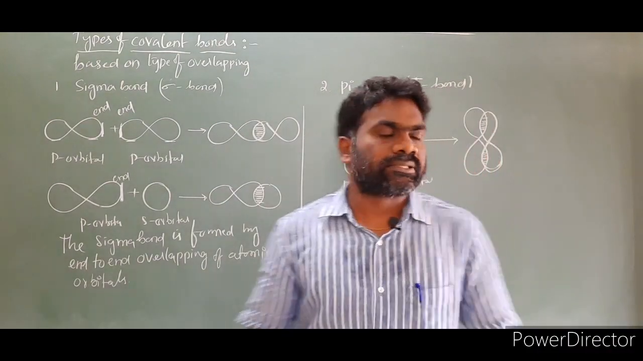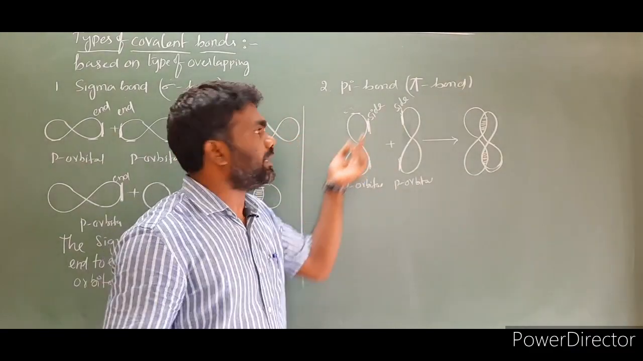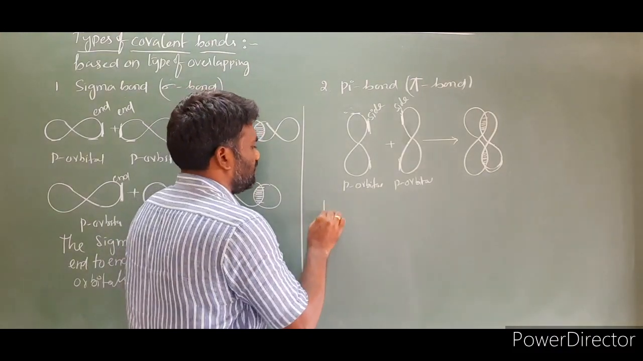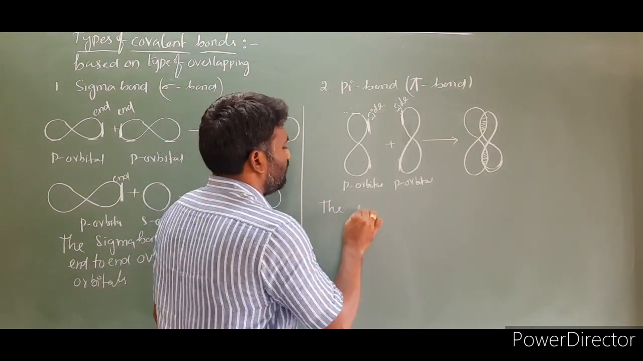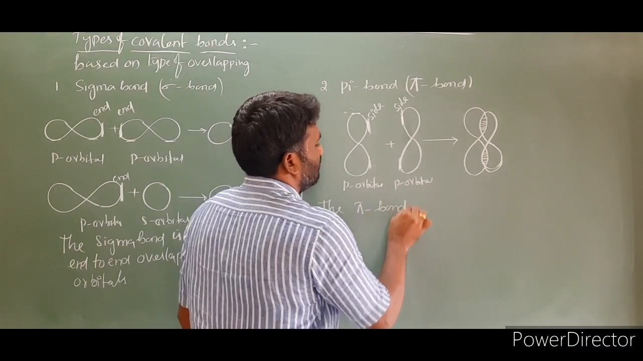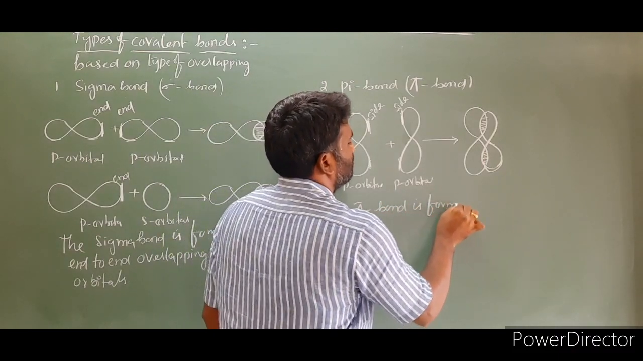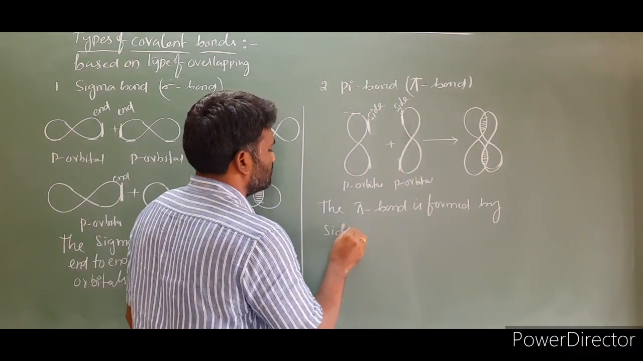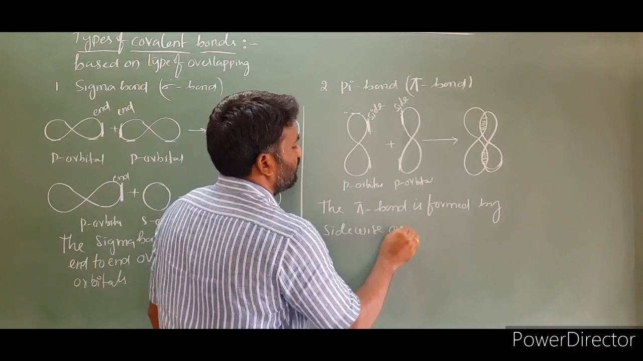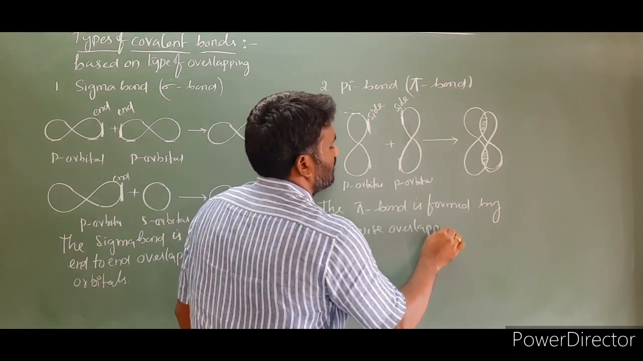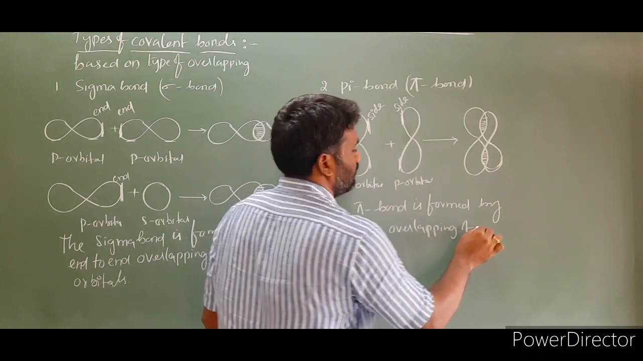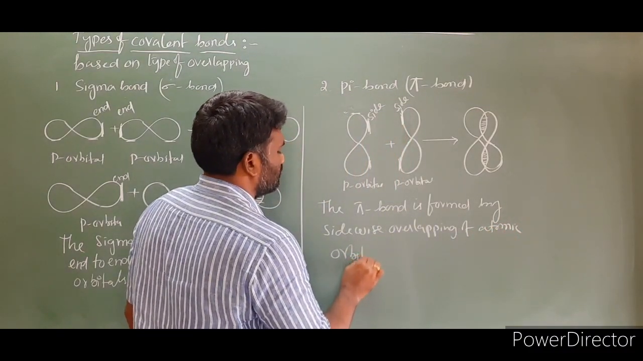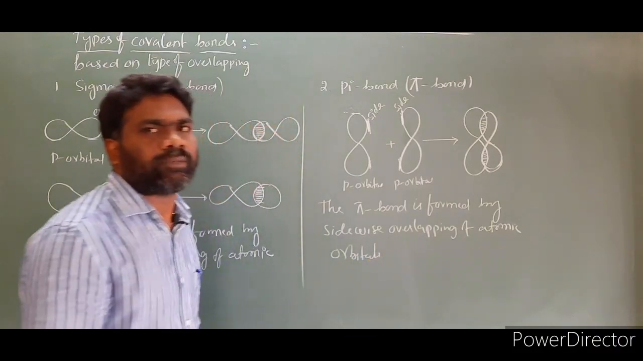Now how to write the statement regarding the pi bond? The pi bond is formed by sidewise overlapping of atomic orbitals. Write the same sentence: the pi bond is formed by sidewise overlapping of atomic orbitals.